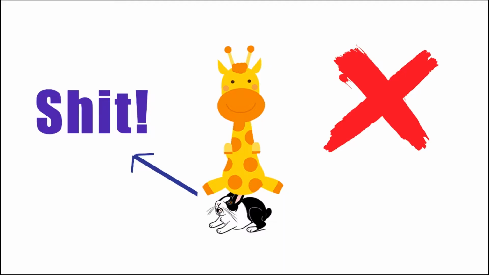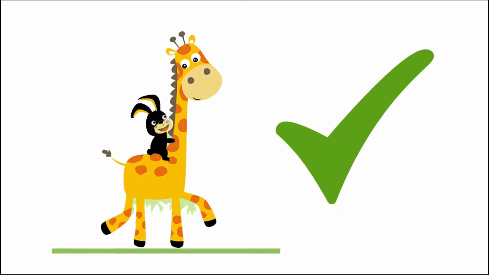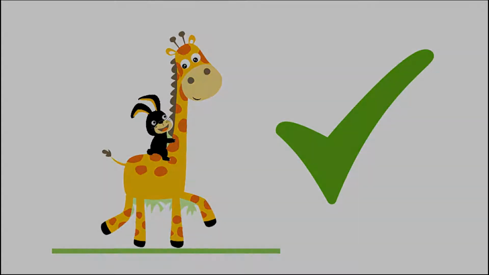So guys, you cannot put a giraffe on top of a rabbit, right? But the opposite, you can do that. You can put a rabbit on top of a giraffe. The same here in Java: you can put a byte's value into a short, or a short's value into an integer, but the opposite cannot be done.